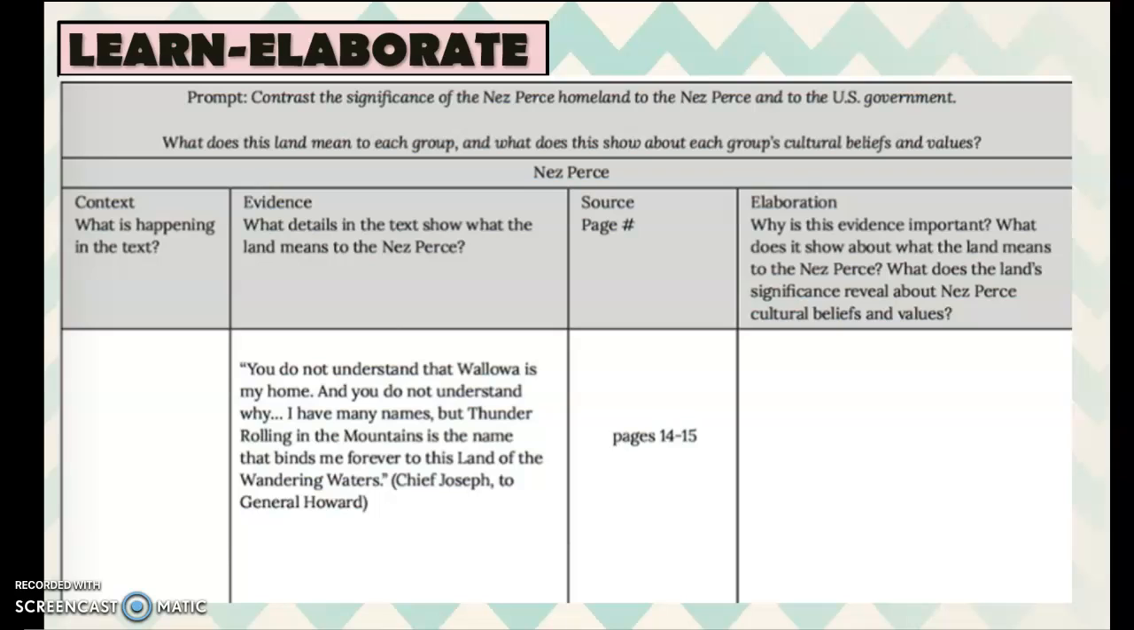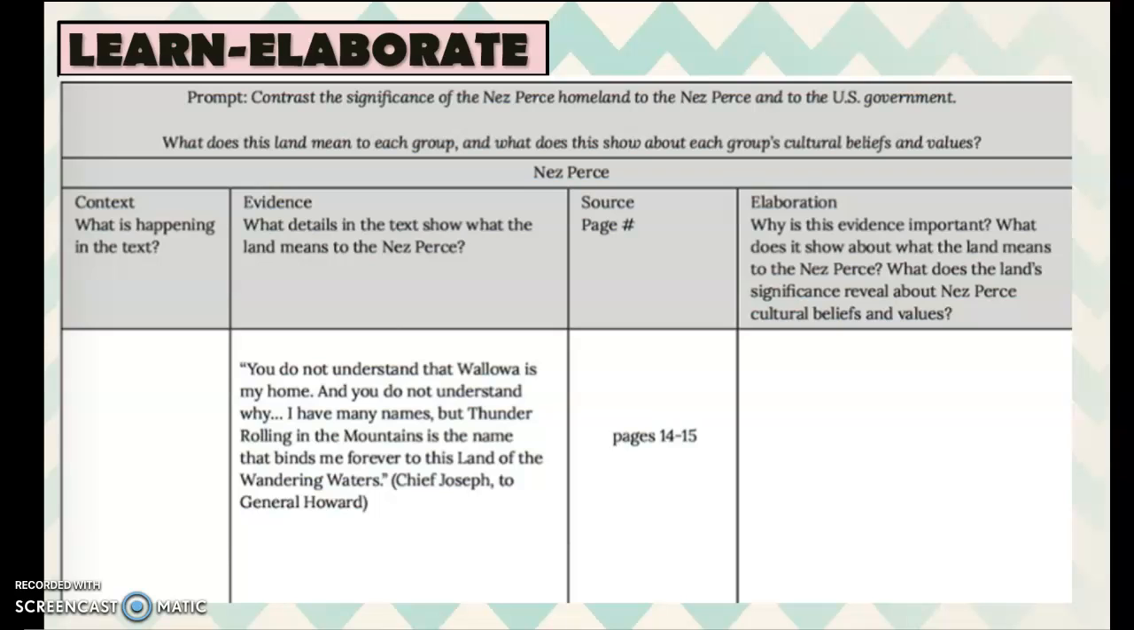government. So just a few minutes ago in our Nearpod, you listed some of the reasons that the Nez Perce homeland was important to the Nez Perce, and then you listed some reasons why the Nez Perce homeland was important to the U.S. government. And overall, you should have had a couple ideas. Now, with those ideas, we're going to support them with evidence from the text.